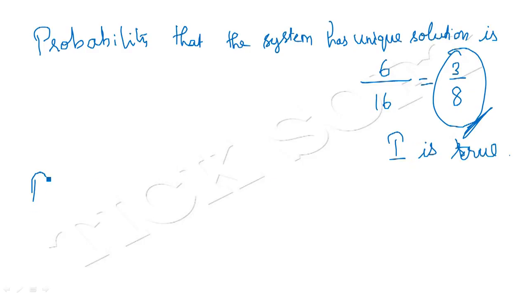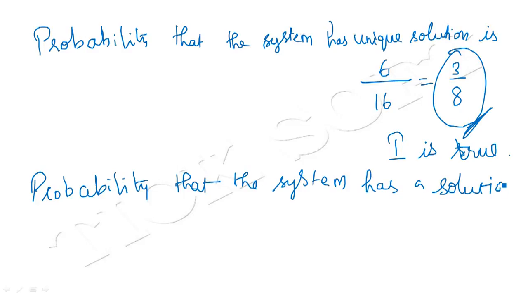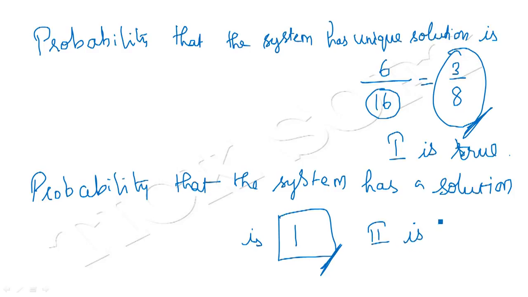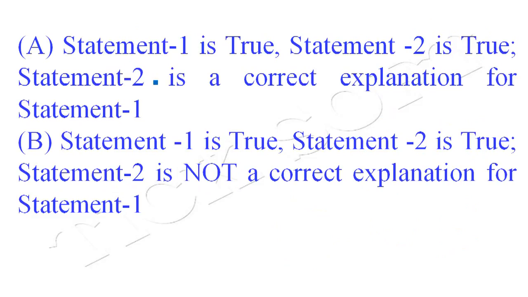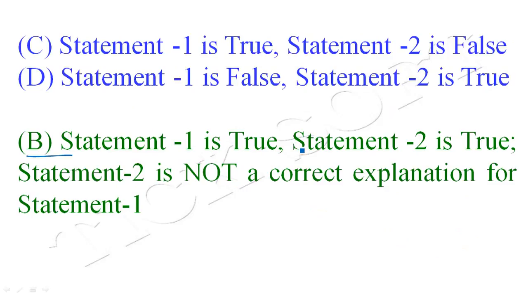And now we are going to find out the probability that the system has a solution. Here the probability that the system has a solution will be equal to the total number of cases 16 divided by 16, which is equal to 1. So we get the probability that the system has a solution is equal to 1. Therefore statement 2 is also true. So statement 1 is true as well as statement 2 is true. Hence out of these 4 options, option B, statement 1 is true and statement 2 is true, but statement 2 is not a correct explanation for statement 1, is the required answer.